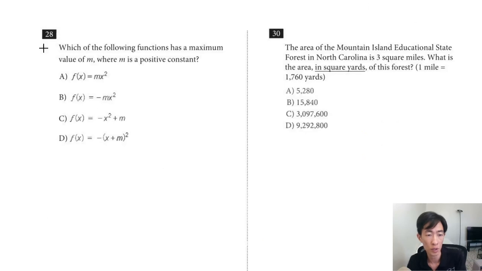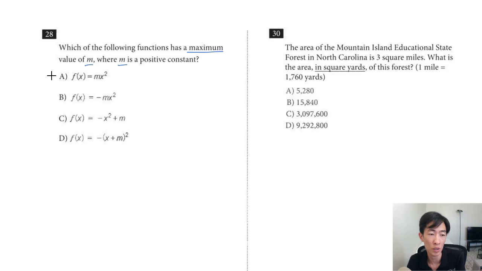Question 28, which of the following functions has a maximum value of m, where m is a positive constant? So this is part of a strange set of new types of questions that the SAT's been asking, where they give you a bunch of equations and they're saying which one of the equations has some property of the graph, in this case the max, obvious just by looking at a certain part of it.